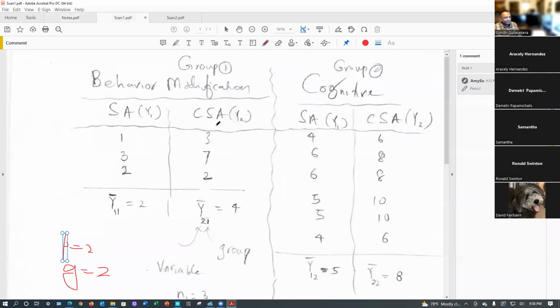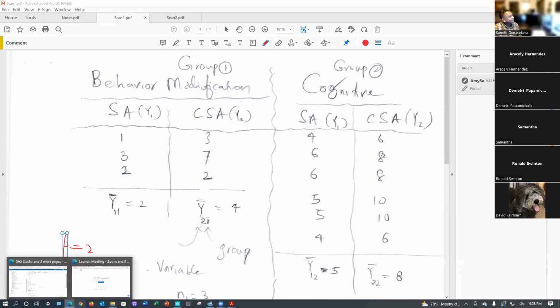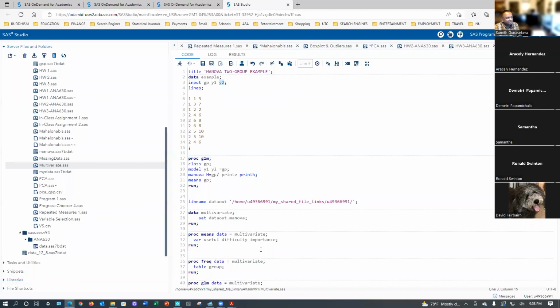That's my data. See, these two variables, SA and CSA. Can you remember those variables? 4, 6, 6, 8, 6, 8, 5, 10. So that one, then we are using the GLM, generalized linear model, class group in our model, Y1, Y2, and GP. And the MANOVA, I'm using the MANOVA, and then I'm going to do the H.